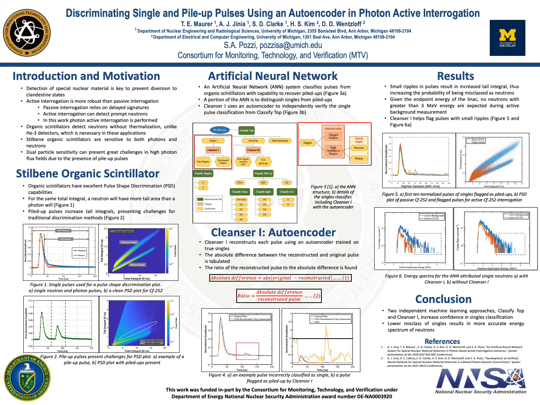Figures 6a and 6b show the energy spectra for the ANN attributed single neutrons, with and without Cleanser 1. On the left, we see that the active background neutrons don't exceed an energy of around 3 MeV, but on the right, where we do not use Cleanser 1, not only do the neutrons from the active background exceed 3 MeV, but the gap between the blue and orange is much smaller. Given the endpoint energy of the LINAC, we do not expect active background neutrons higher than 3 MeV, but because of misclassed singles not caught by Cleanser 1, we see infeasible neutron energies.